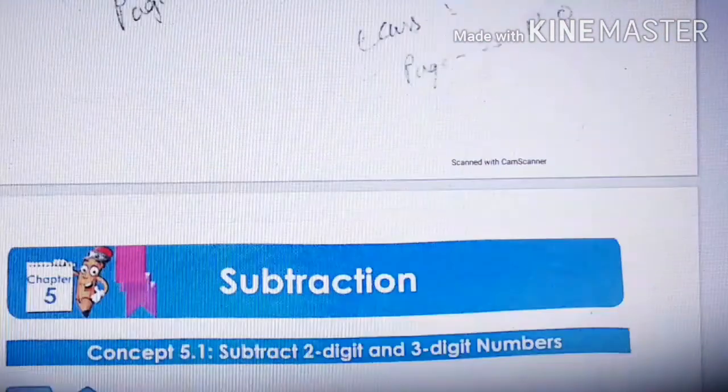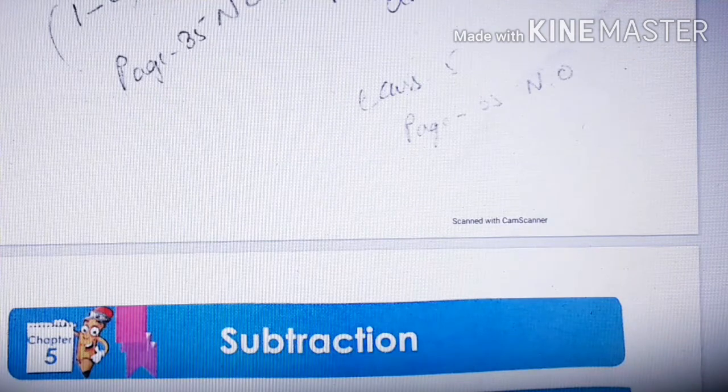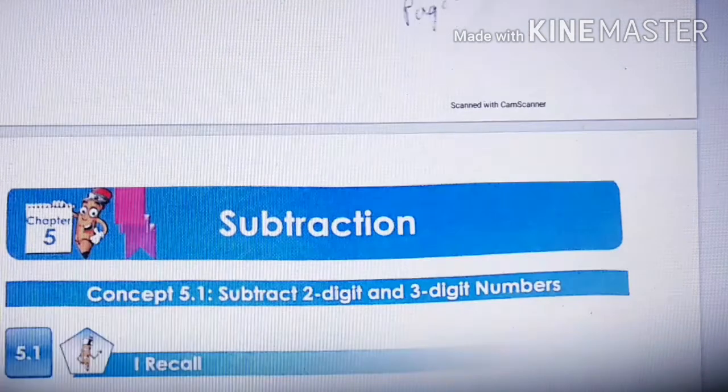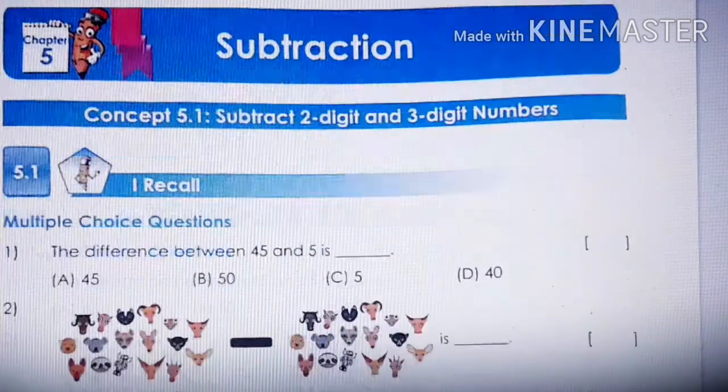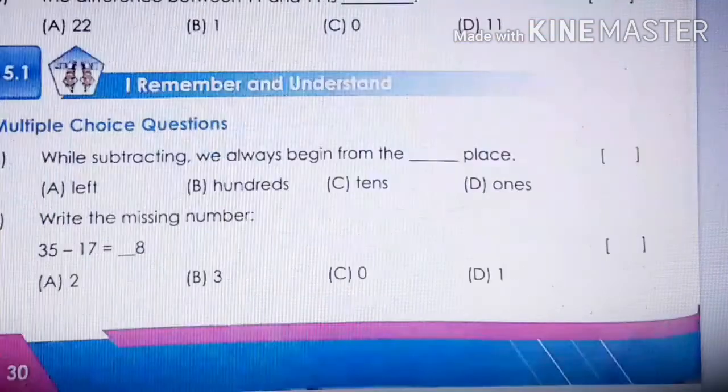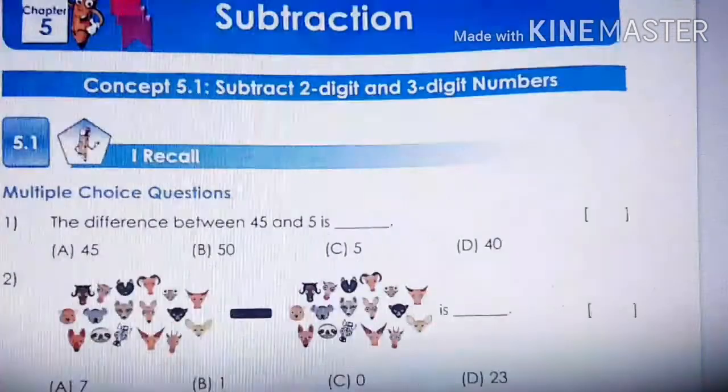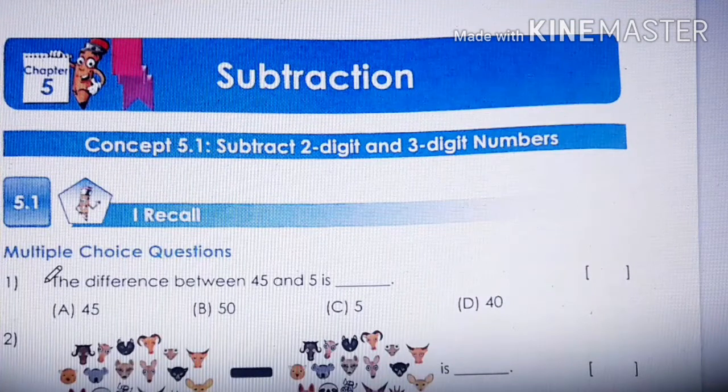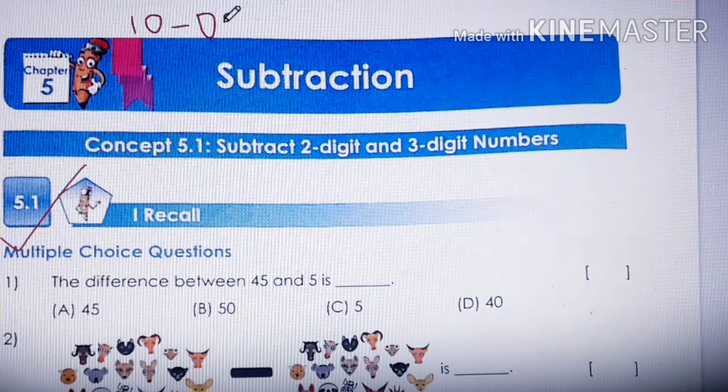Next, you can take out your workbook. Take out your workbook, page number 30. Write down today's date there, children. 10, 9, 2020. Okay.